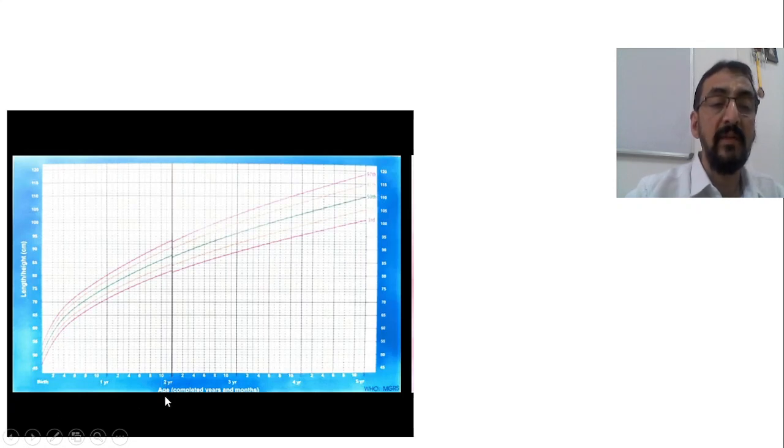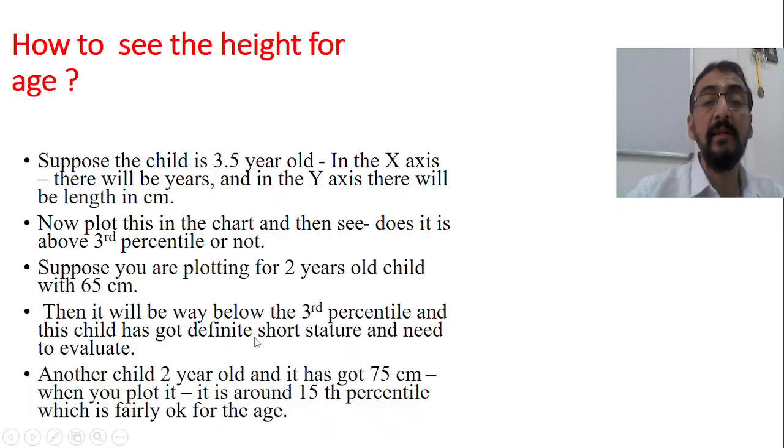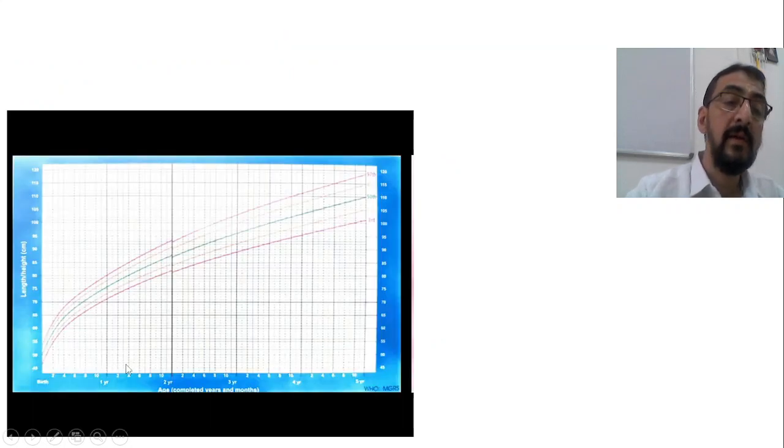So when you plot like this, suppose the child is 3.5 years old. In the x-axis there will be years, 1 year, 2 year, etc., and in the y-axis there will be length in centimeters. Now plot this in the chart and see whether it is above the third percentile or not. Suppose a child is 2.5 years here, no, a 3.5 year old child. So it is somewhere here.